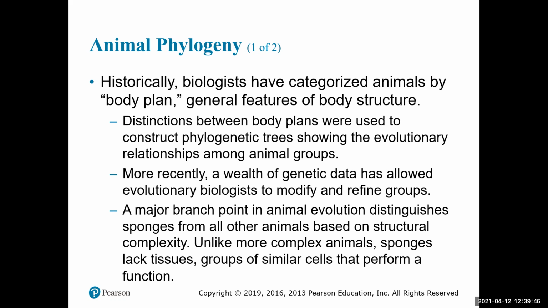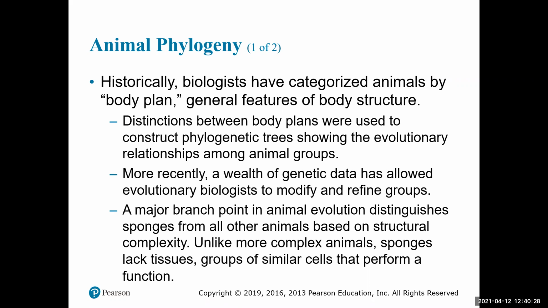In first thinking about how animals are related to one another and how we should group and categorize animals and put them in their evolutionary trees, early on biologists categorized animals based off of their body plan, so basically the general features that we see in animal body structures. The distinctions between the body plans were used to generate the phylogenetic trees, which led to the development of the evolutionary relationships that we looked at between animals and animal groups.